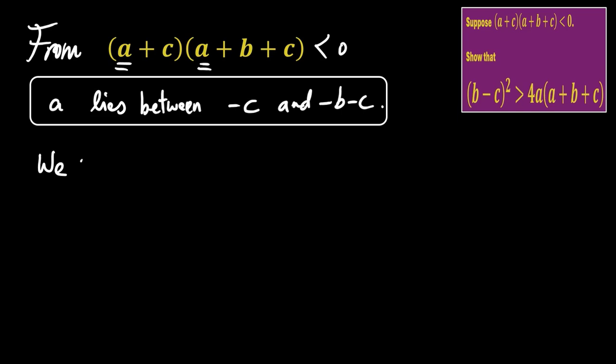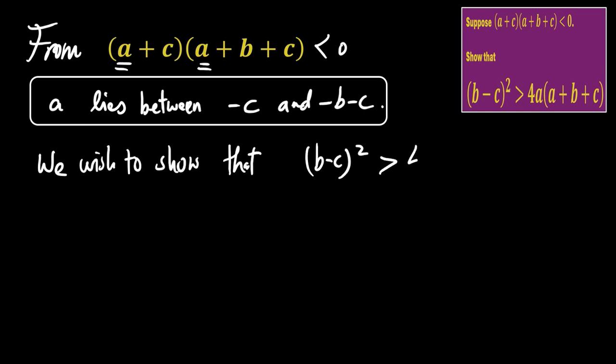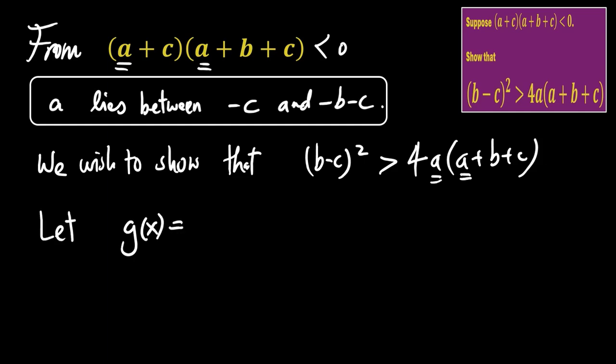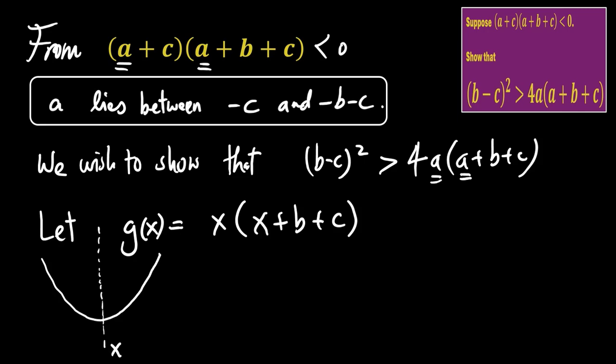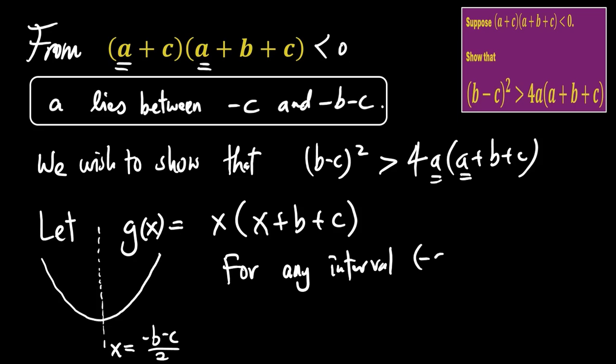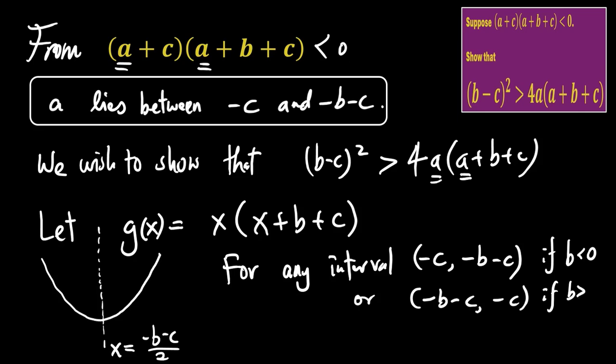We wish to show that (b − c)² is greater than 4a(a + b + c). And now we look at the quadratic in a again. And from this, we let g(x) = x(x + b + c). Again, the graph of g(x) is something like this, and it is symmetric at x = (−b − c)/2. For any interval, −c to −b − c, this is for b negative, or −b − c to −c, this is for b positive.